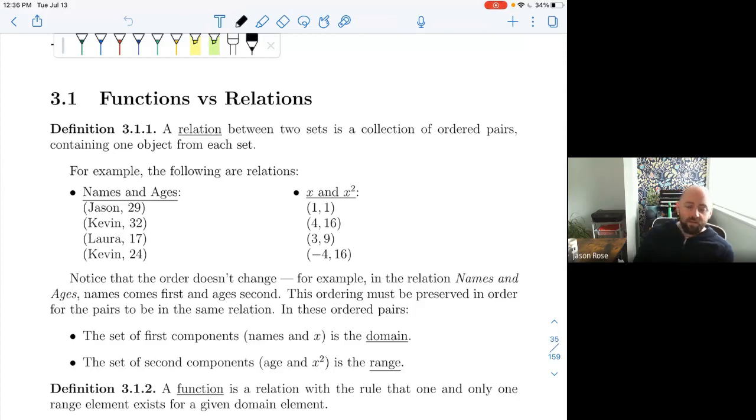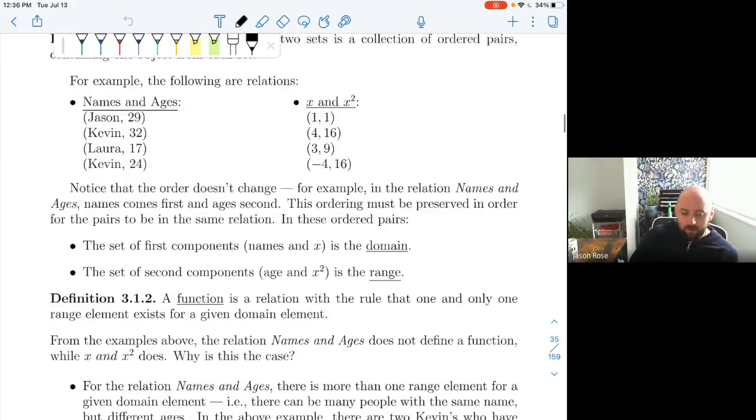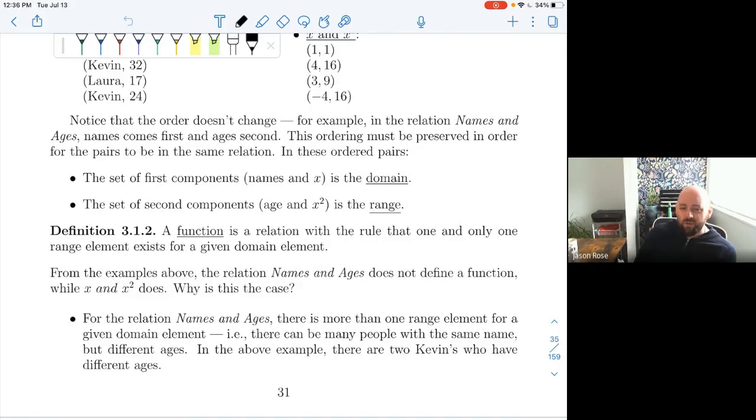So this is going to feel kind of familiar. The set of first components of a relation like this is the domain, and the set of the second components is the range. So for example, up there in the first option there, names was the domain and ages was the range. In the second example, x was the domain and x squared was the range. So that's your first kind of thought about what domain and range are. We're not really going to talk about relations very much though. We're going to move right on to functions.